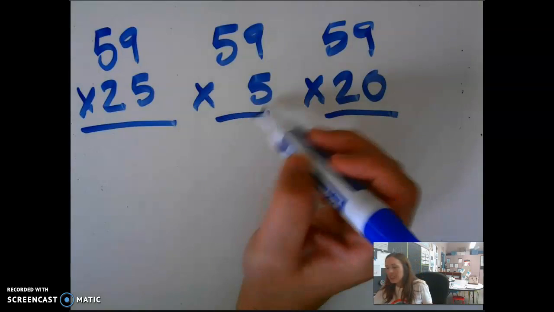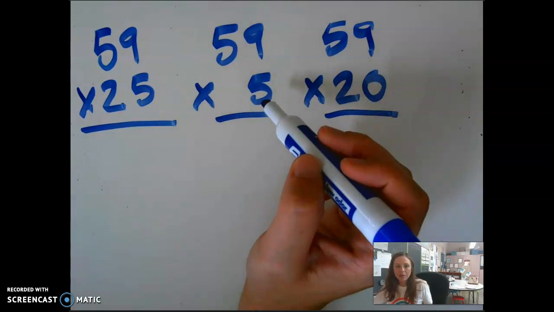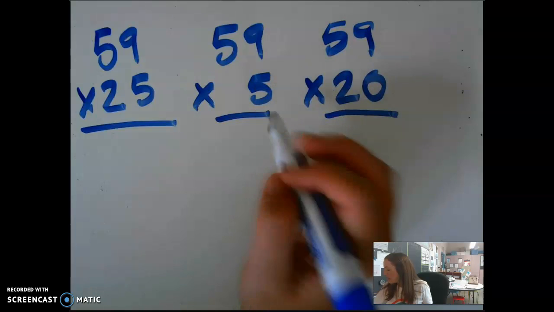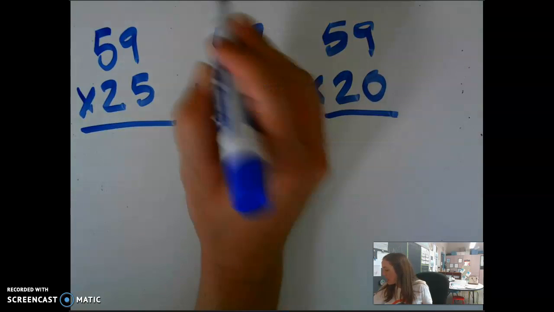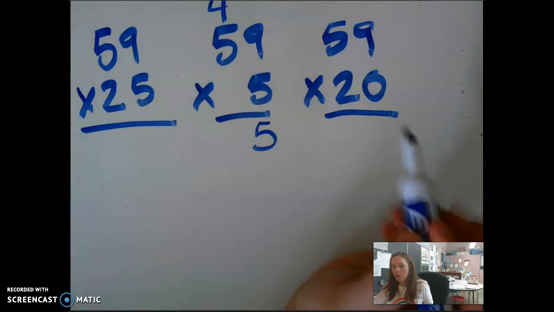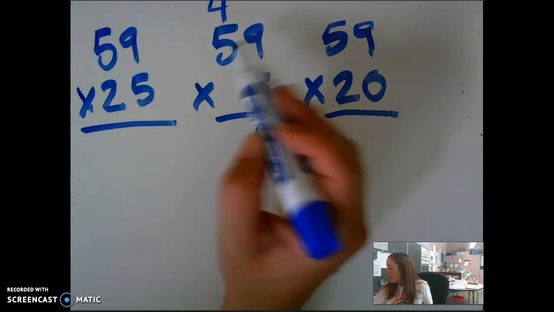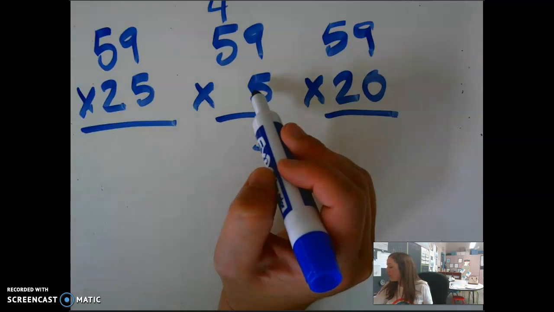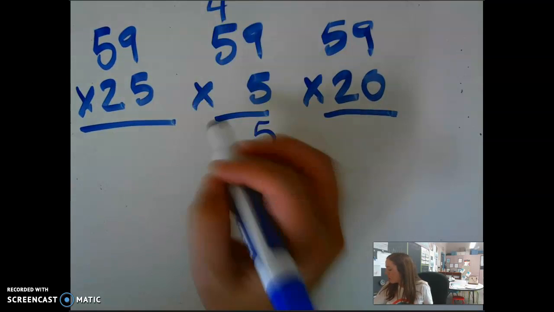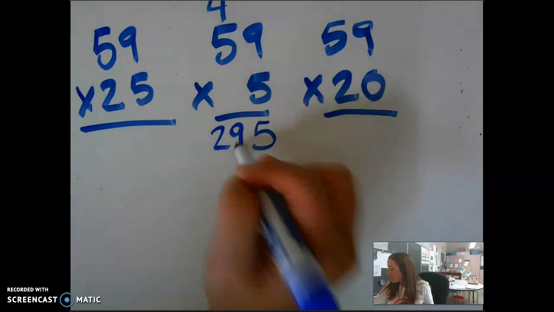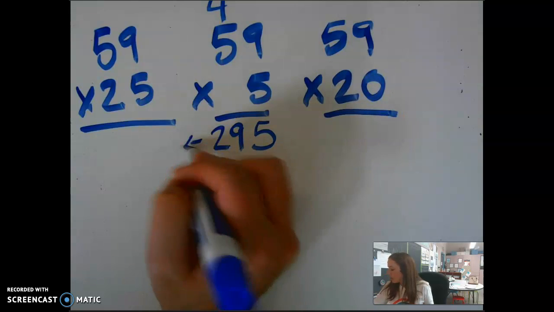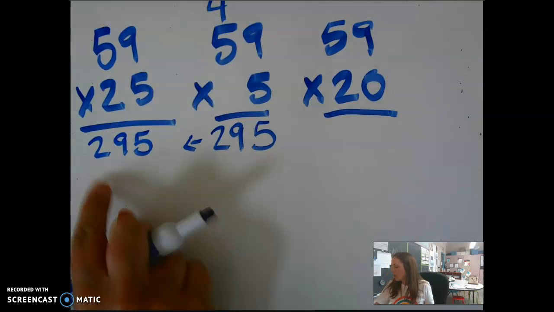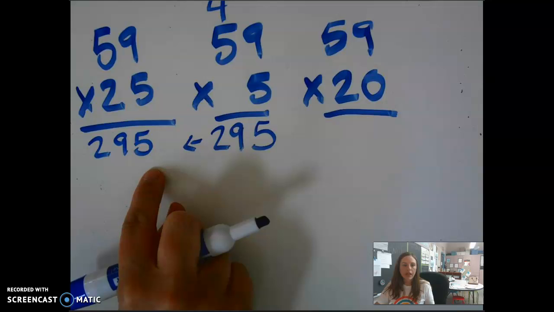So let's stick to 59 times 5 because it's a little simpler. We're going to start with 9 times 5, which is 45. So I'm going to bring my 5 down and carry my 4, just like as if we were adding. Then multiply 5 times 5, which is 25. Add my 4, which is 29. And I'm going to scooch this product here. This is what we put on our first line, okay?